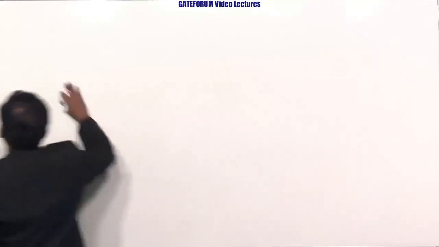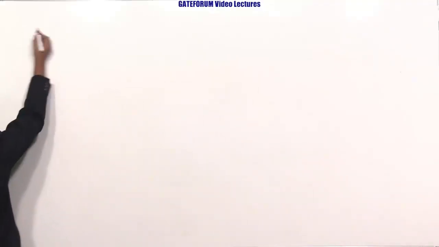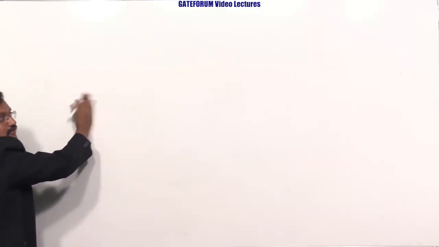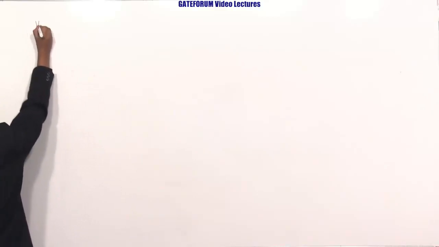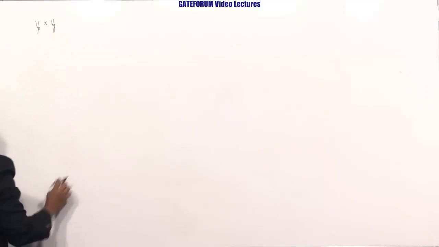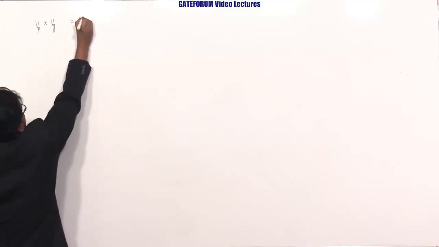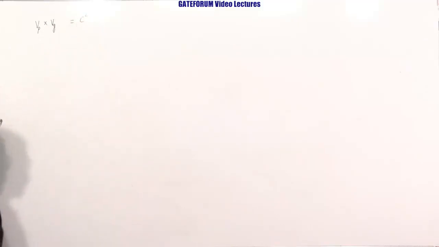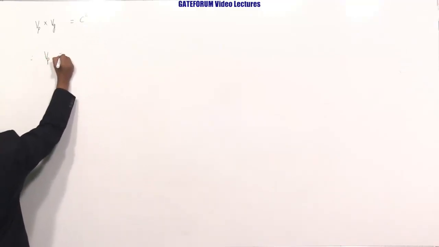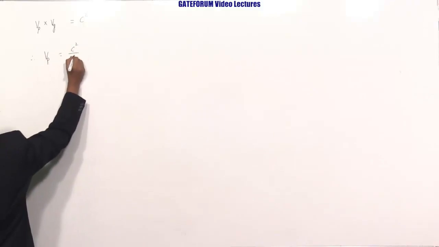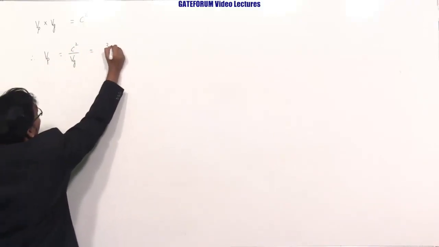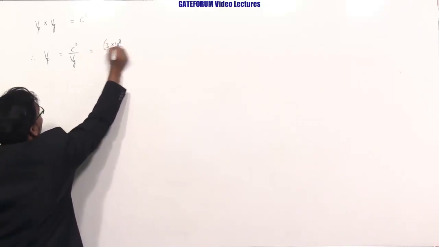For this question, we know the relation between phase velocity, group velocity and velocity of light. From rectangular waveguides, we know this relation: the phase velocity into group velocity is always equal to c square. Therefore, the phase velocity is equal to c square by group velocity. Here c is nothing but 3 into 10 to the power of 8, whole square.